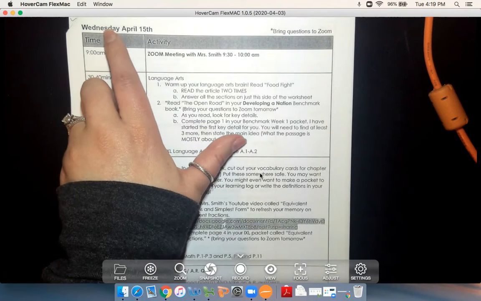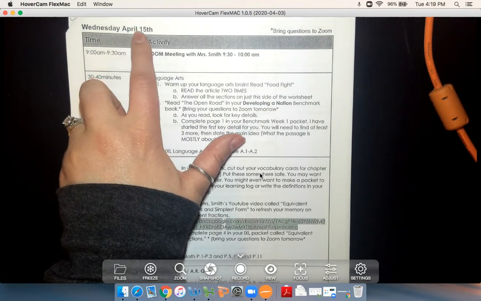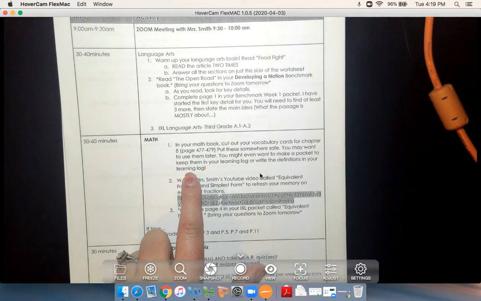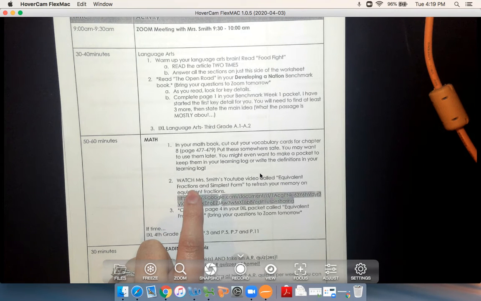Today should be, if you're on here on the right day, Wednesday, April 15th. I am down here in our math section to give you a little refresher on equivalent fractions in simplest form.